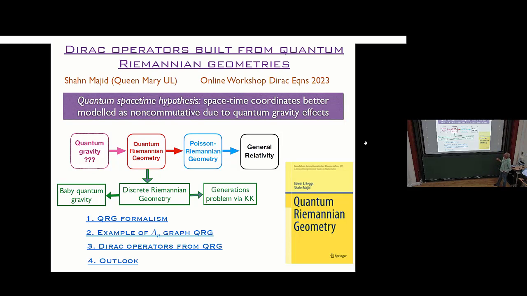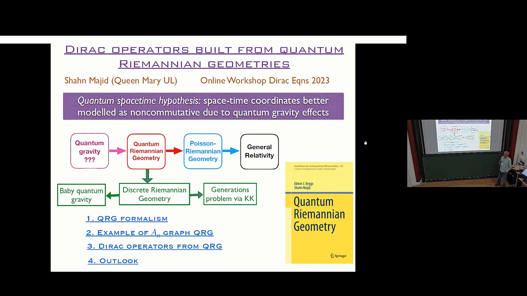So where I'm coming from is the quantum space-time hypothesis. And this says that space-time coordinates, x, y, z, t, are better modeled as a non-commutative geometry than as a classical one, due to quantum gravity effects. So quantum gravity, whatever it is, should induce some first-order corrections to classical geometry, which we call quantum Riemannian geometry. And you can semi-classicalize that, you get something called Poisson Riemannian geometry. And the deformation parameter here is the Planck scale, it's not h-bar. And then in the limit, you get general relativity.